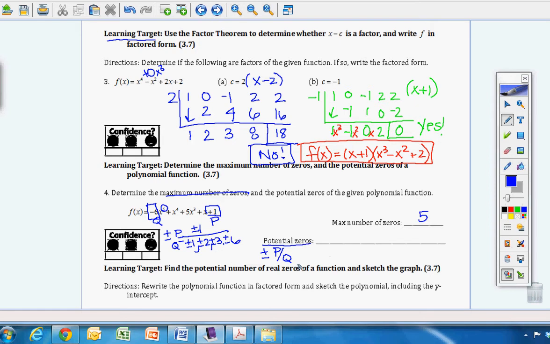So to actually write down all the potentials, we want to divide all of these. So 1 divided by 1, we have plus or minus 1. 1 divided by 2 is plus or minus 1/2. 1 divided by 3 is a third. And 1 divided by 6 is plus or minus 6. So these are all the possibilities that could factor into this function.